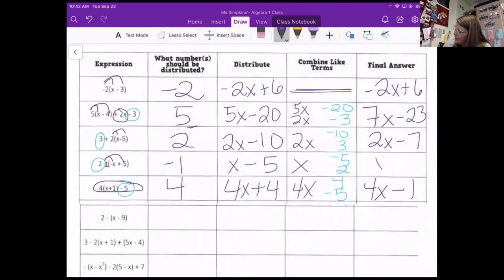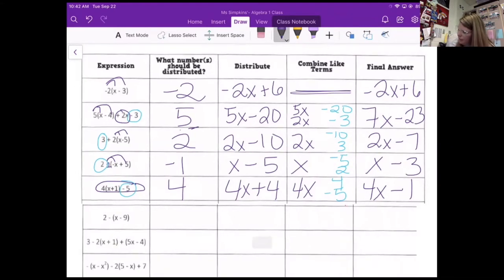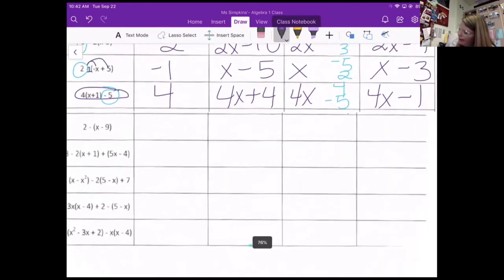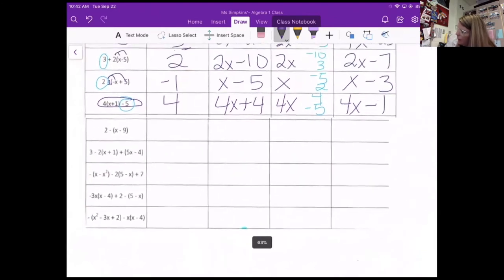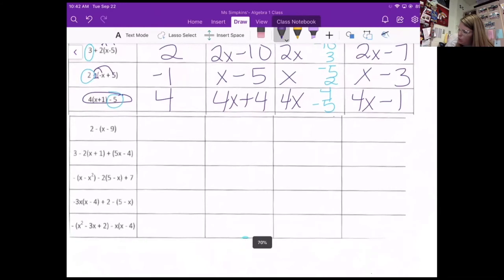So we have x, and then -5 plus 2 would be -3 as that final answer there. So that was a little bit more complicated, but we're going to do another one of those in a second. Okay, we're going to skip the one right after that, and I'll leave this up here like this. There we go. I want to look at together one more.